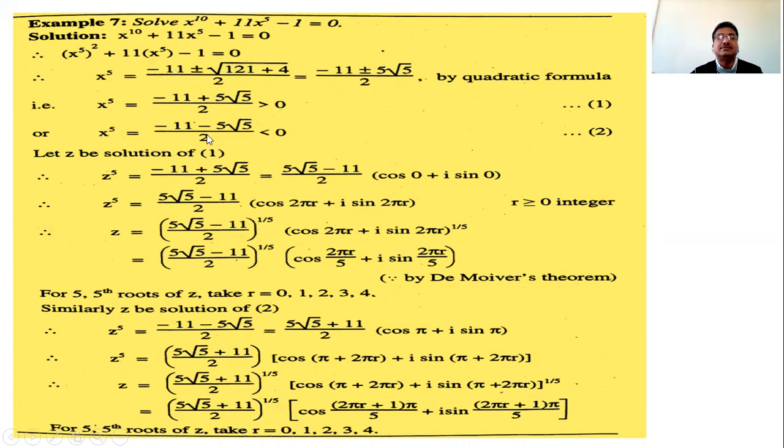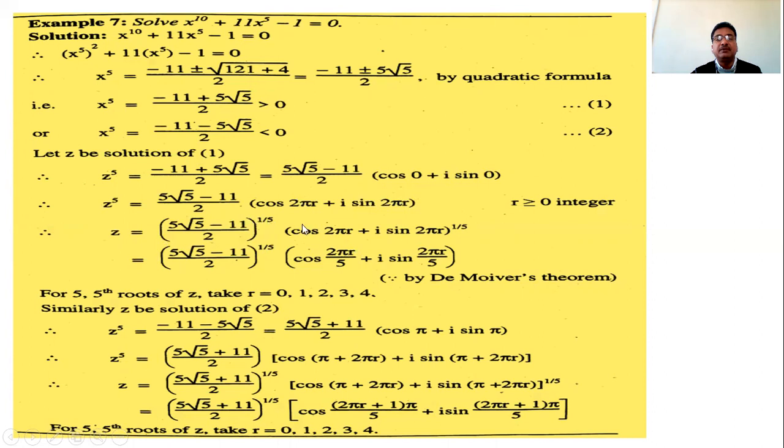x raised to 5 is this. Okay, so express this number in polar form. So this is the polar form. Its modulus is this, and the argument is 0. And then add 2kπ, or use a letter k. 0 plus 2kπ is 2kπ. And then take the 1/5 power of both sides.